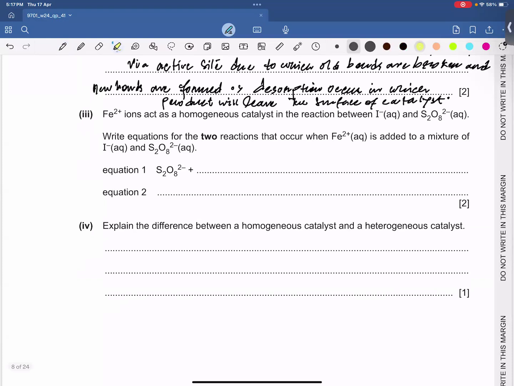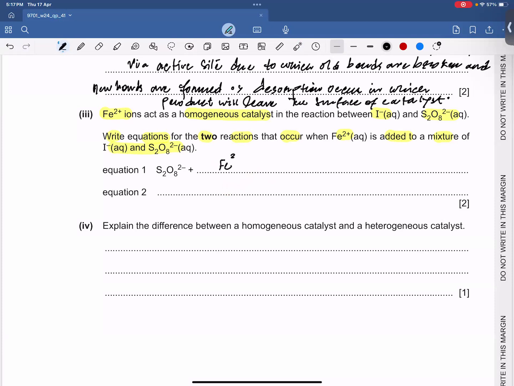Iron 2 ions act as a homogeneous catalyst when iodide and persulfate ions react together. Write equations for the two reactions that occur when iron 2 ions are added to the mixture of these two substances. I have discussed this in May June variant 41, and I've told you that either you remember these equations or balance them through the ion-electron rule. I taught you this in the last paper, June 2024 variant 41.